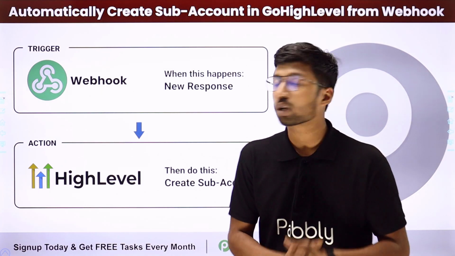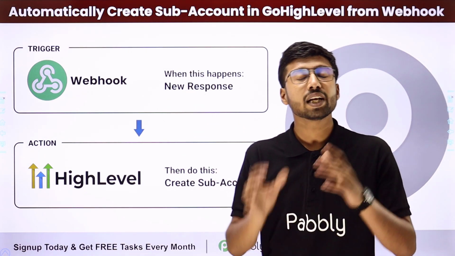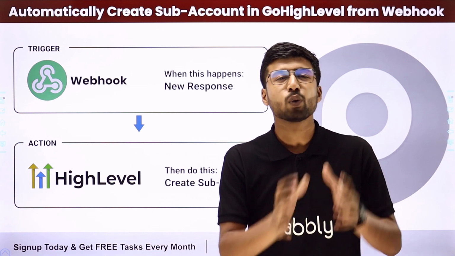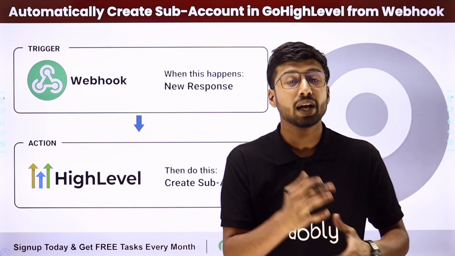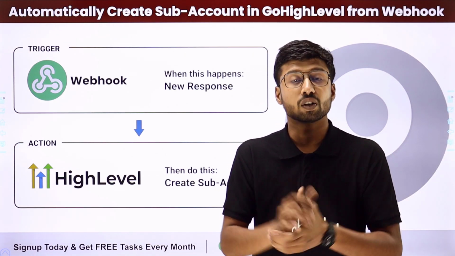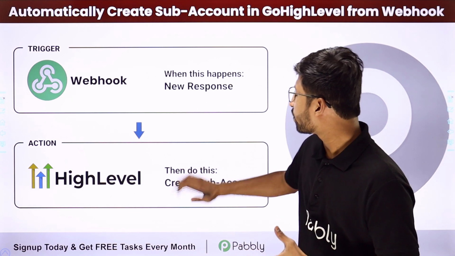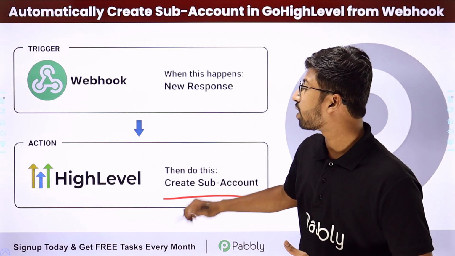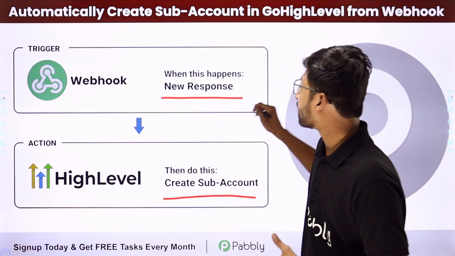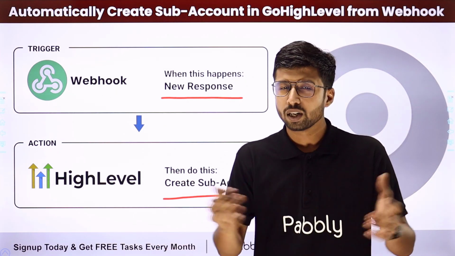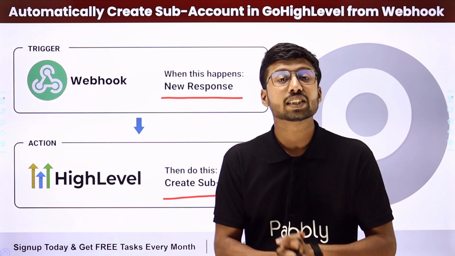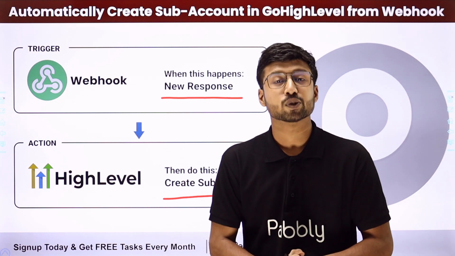While setting up this automation, you can get a Webhook URL and add this Webhook URL to any platform which supports Webhook. From that, you can get the details of the user and then automatically create a sub-account in your GoHighLevel account with the same details which we have received from the Webhook. So guys, without any further delay, let's start with the process and let me take you to my screen.